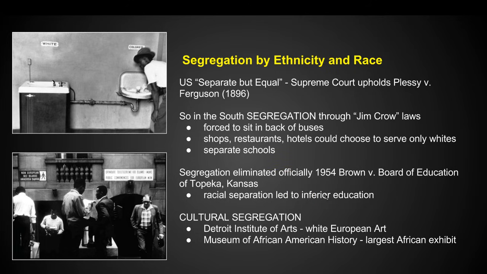So in 1954, Brown versus the Board of Education officially eliminated segregation, such as these that we've discussed, in Topeka, Kansas, because they said that racial separation led to inferior education. Like, okay, maybe there was separate but equal according to the law, but when you look at it, the schools that ethnicities had were not up to the same standard as white people. So they eliminated that. They said that is not legal.